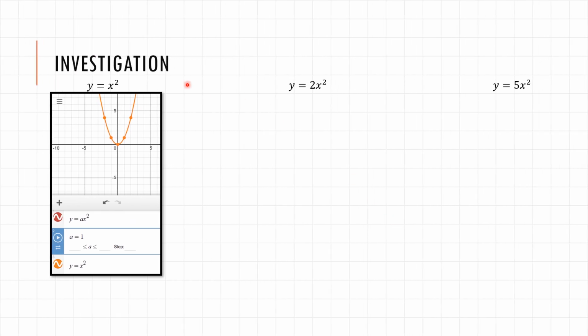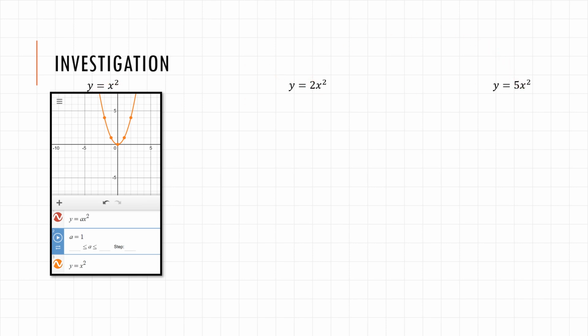So what you can do right now is graph these functions on a graphing technology like Desmos. I've got y equals x squared graphed, and I'm going to change the variable a. I've got y equals ax squared here as well, but you don't see it because it is just behind the graph of y equals x squared. I'm going to change a to 2, and then increase it further to 5.